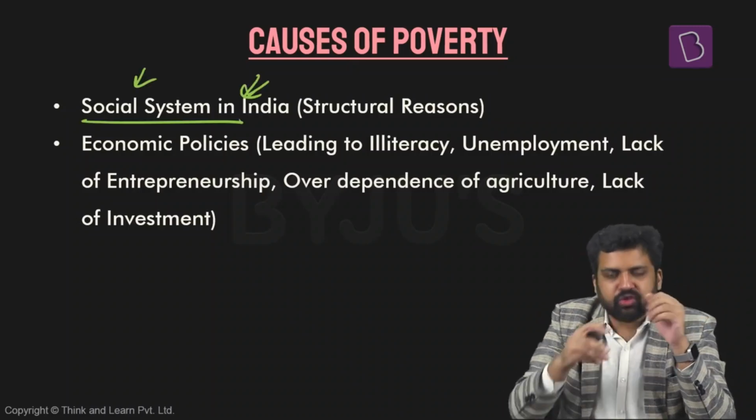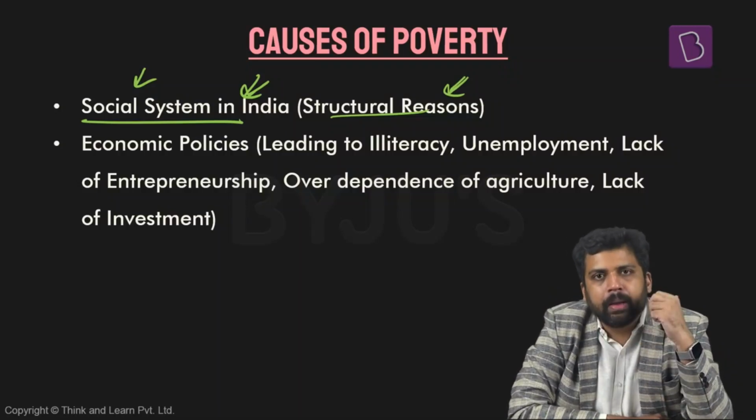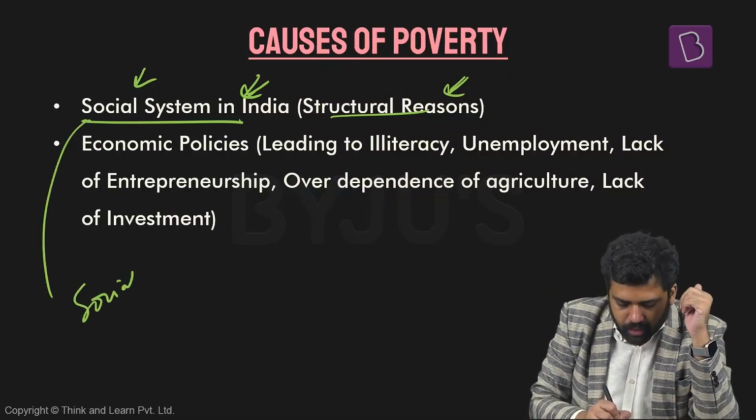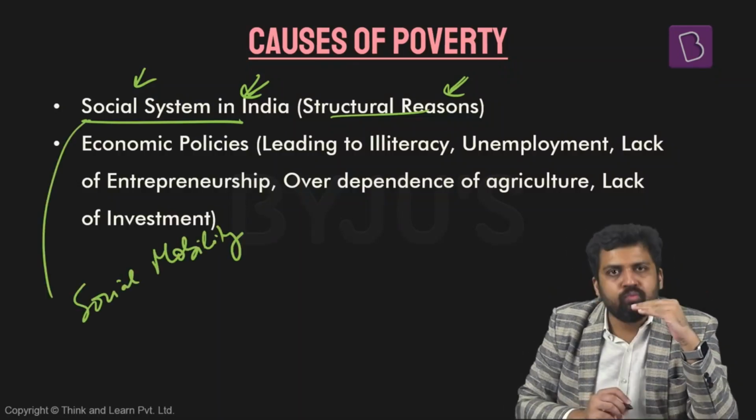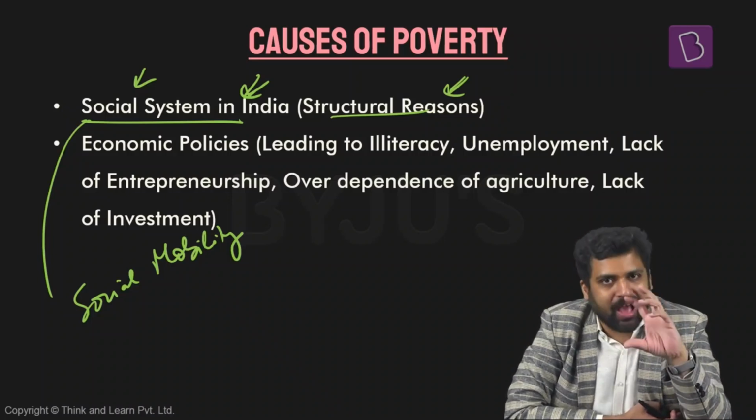One of the major causes of poverty is structural reasons, so to say, the kind of social system that we have had. If you look at Indian society, social mobility has been restricted. Social mobility means the ability of an individual to move from one position in the social hierarchy to another. In case of Indian society, social mobility is restricted. I'll give you an example. In traditional Indian society, you have what is called the caste system.